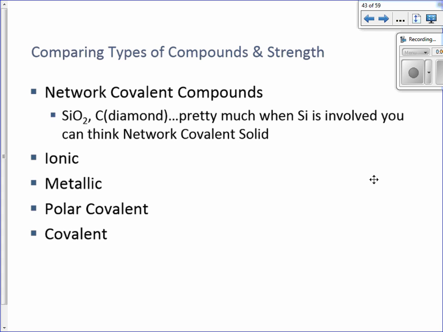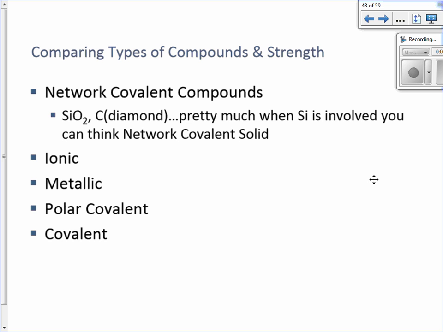Ionic, we've covered a lot in terms of it's a salt. It's going to follow the charge distance idea in terms of its strength. Metallic, I'm going to talk about in just a minute. Polar covalent, it'd be like your dipole-dipole hydrogen bonding ones. And then covalent is just regular nonpolar stuff, okay? So that's usually your London dispersion, your weakest forces there.